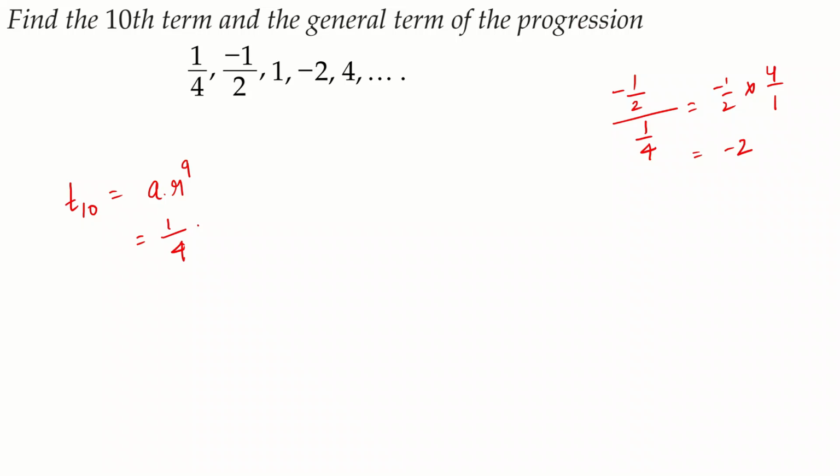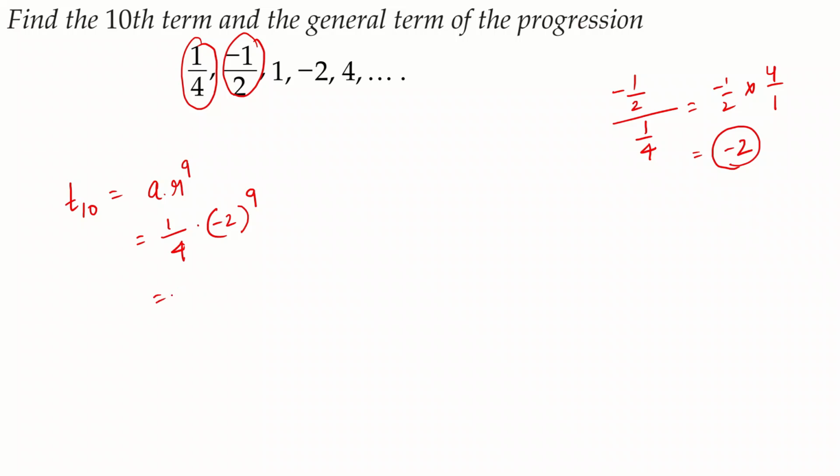So to put it simply, if you want to find out r, all you need to do is just divide the second term by the first term. Just like you remember what we did to find the common difference, we used to subtract, the second term minus the first term. In a similar way, we just have to do the second term divided by the first term. So my r I get as minus 2 over here. So minus 2 to the power of 9. So this is my 10th term.